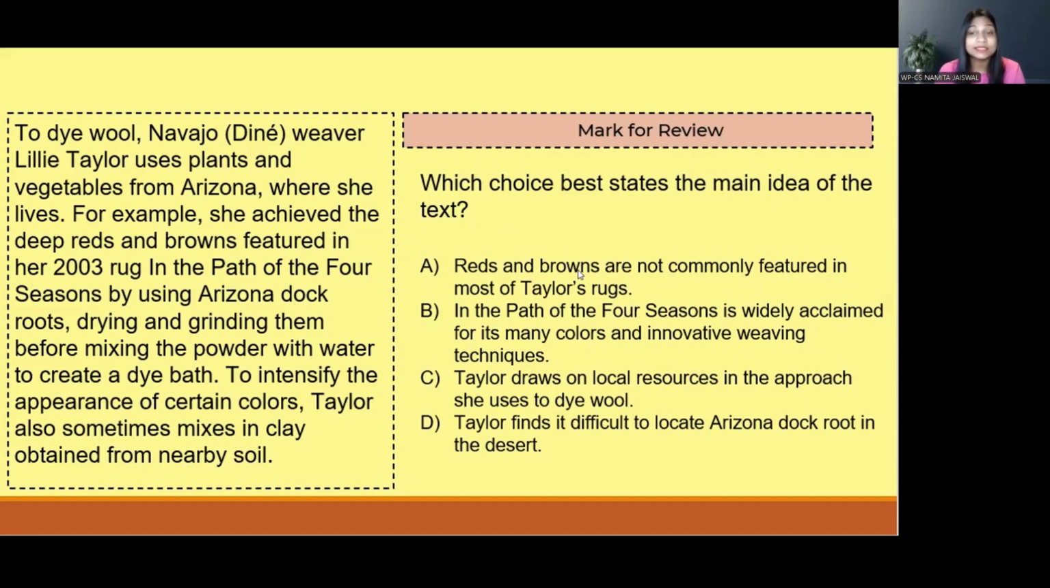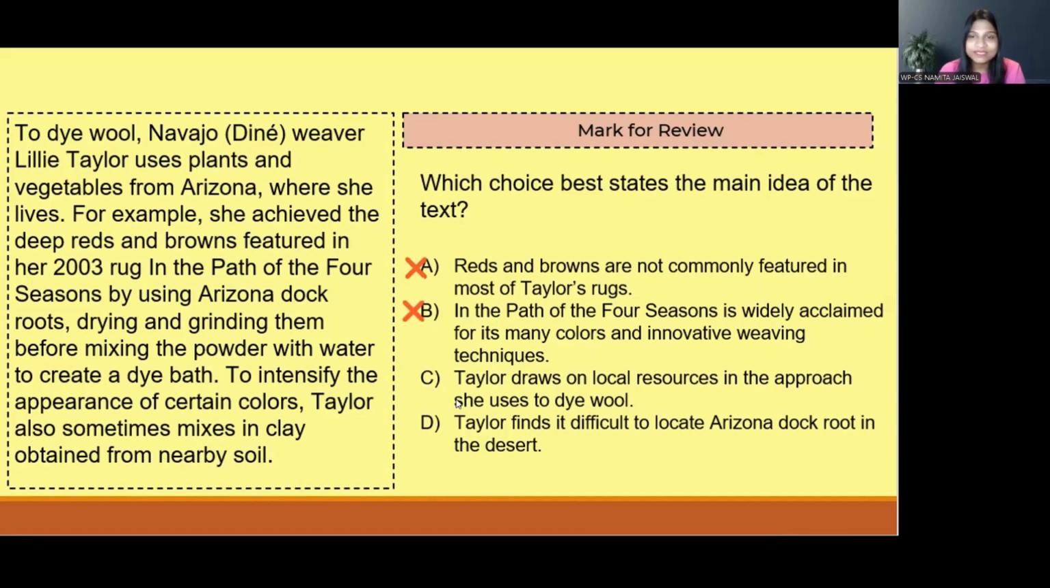As you can see, the passage does not suggest that reds and browns are unusual in Taylor's rugs, rather it provides an example of a rug that includes those colors, isn't it? So this is my incorrect choice. Now going ahead with B. Now B tells us there is no mention of In the Path of the Four Seasons being widely acclaimed or the weaving techniques being innovative, right? So that is what it is not talking about. So this is also incorrect.